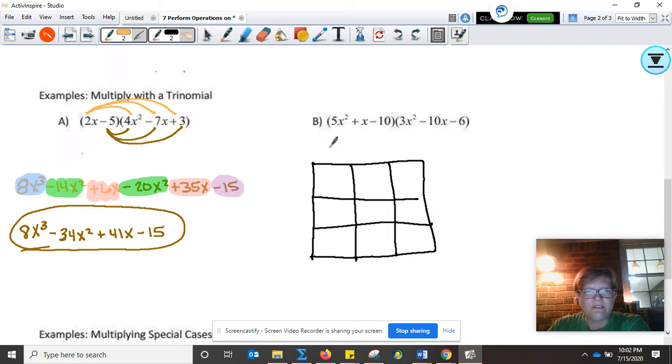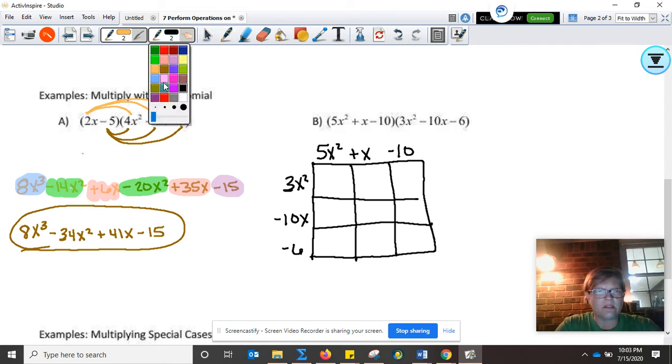Across the top, I'm going to have 5x squared plus x minus 10. Down the side is going to be 3x squared minus 10x minus 6. All right, remember you multiply to get in, you add to get out.